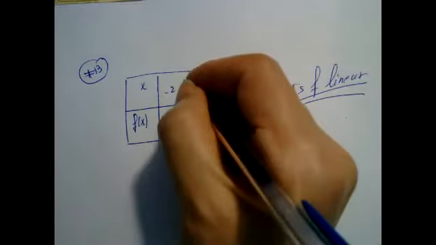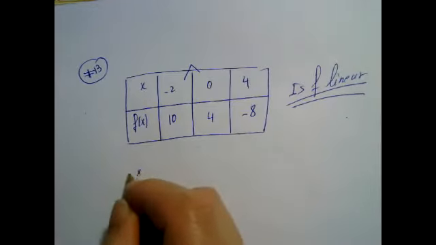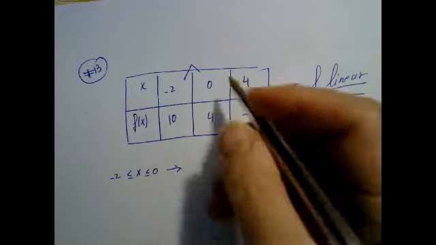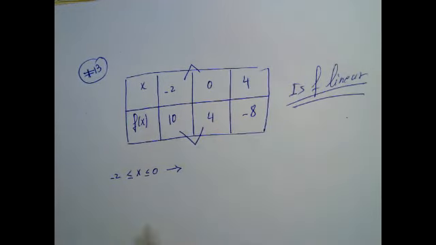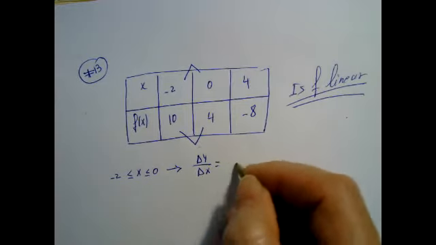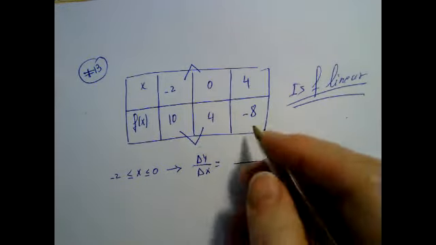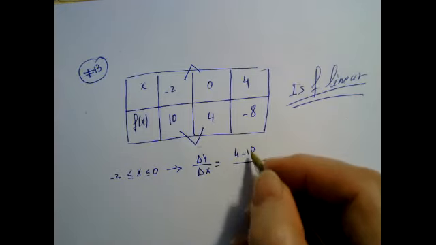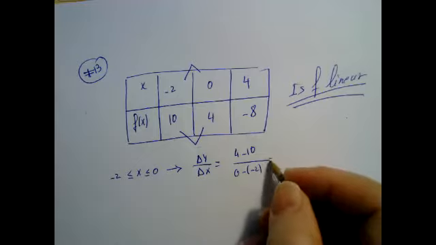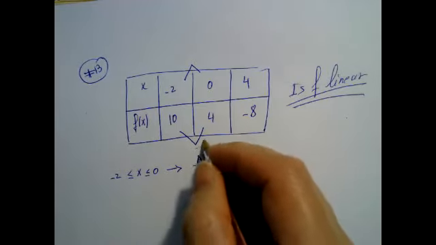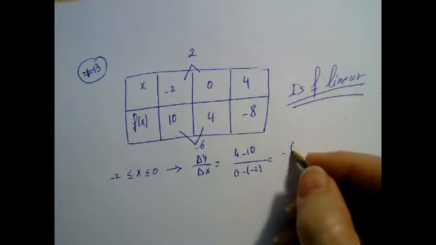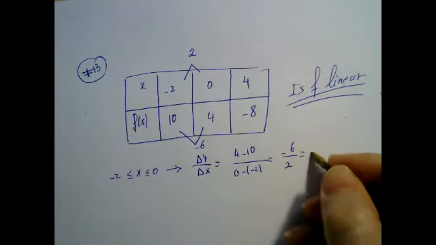So what do I mean by that? Between -2 and 0, between those two, we compute basically the change of y over the change in x. So how much is the change or the slope? It's 4 minus 10 over 0 minus -2. So from 10 to 4, we went down by 6, and the change in x is 2. It's -3.